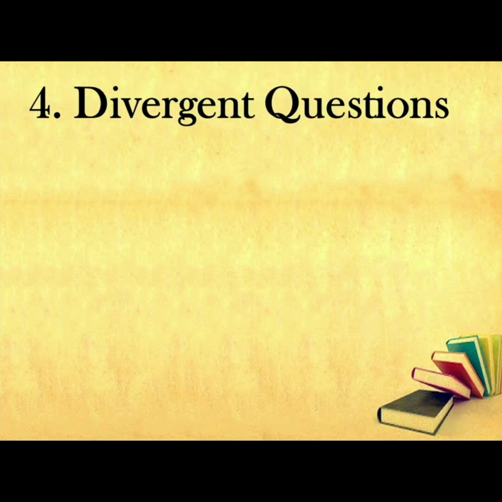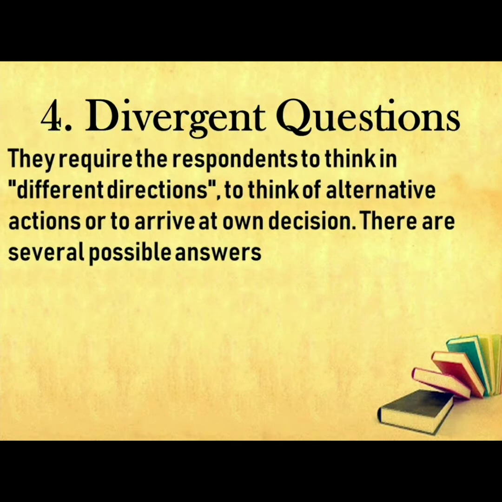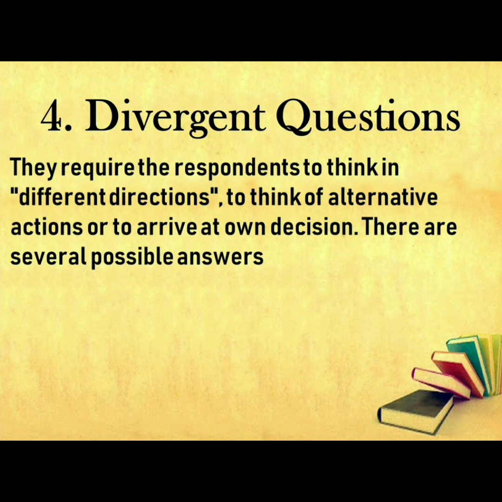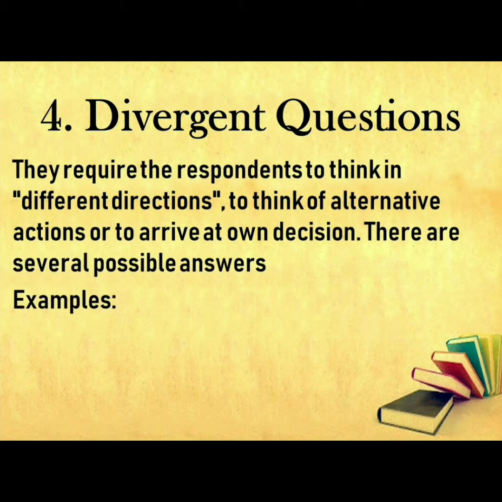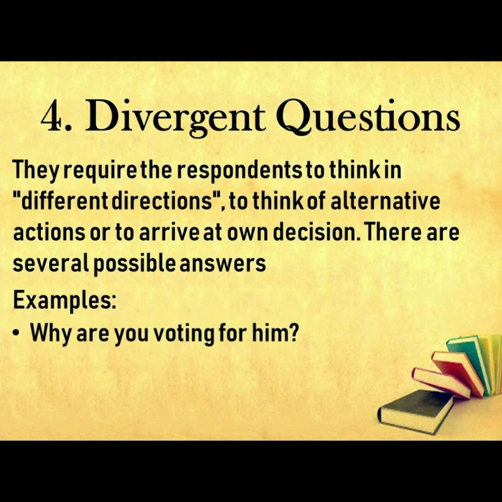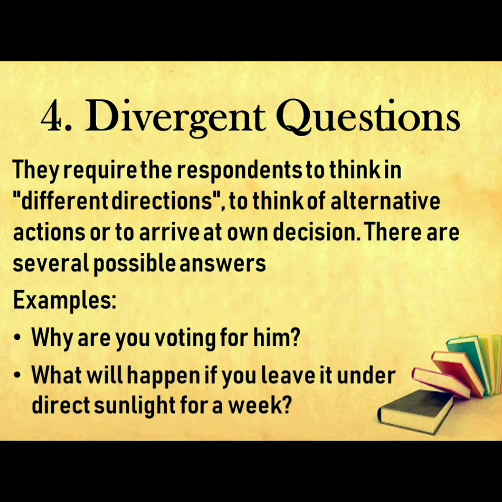Divergent questions. They require the respondents to think in different directions, to think of alternative actions, or to arrive at their own decisions. There are several possible answers. Examples: why are you voting for him? What will happen if you leave it under direct sunlight for a week? So divergent questions have many appropriate answers.